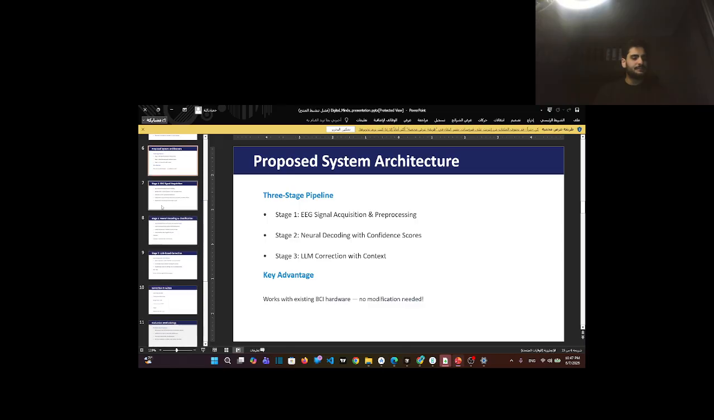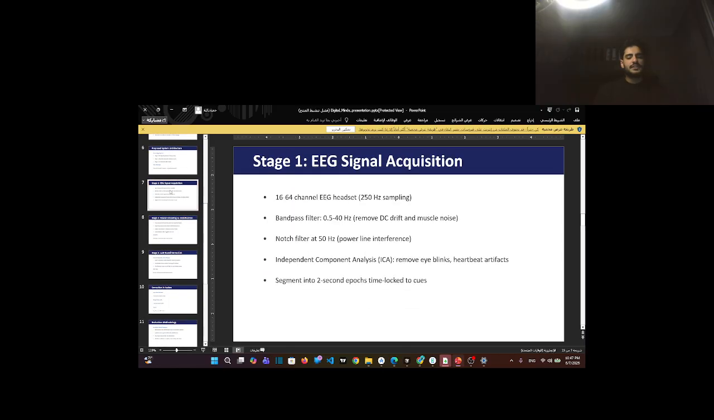So in slide 7, EEG signal acquisition. In the first stage, EEG signals are collected using a headset with around 16 to 64 channels. The sampling rate is around 250 hertz, which means the system records brain activity many times per second. After collecting the raw signals, pre-processing is needed because EEG is very noisy.